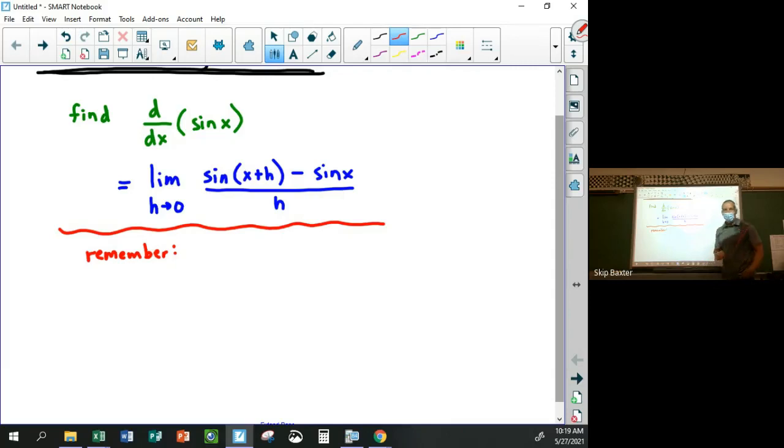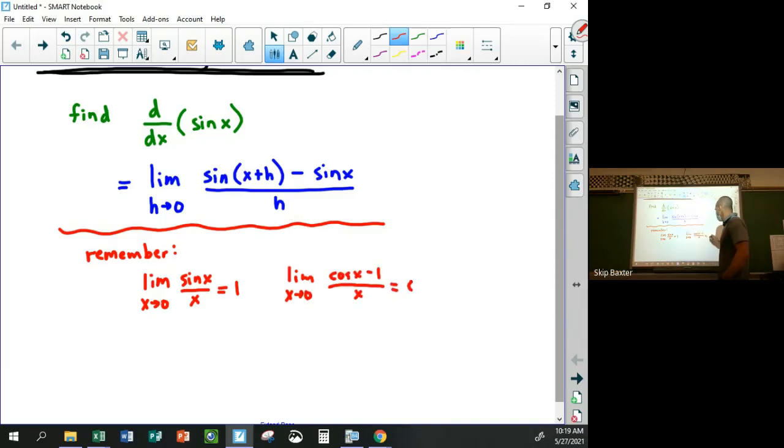when we were talking about limits, we actually calculated a couple of special trig limits. There were 4 of them, but 2 of them were the limit as x goes to 0 of sine x over x equals 1. Do you remember that one? Vaguely, maybe, not totally foreign. Okay, and then there was another one that said the limit as x goes to 0 of cosine x minus 1 over x equals 0.